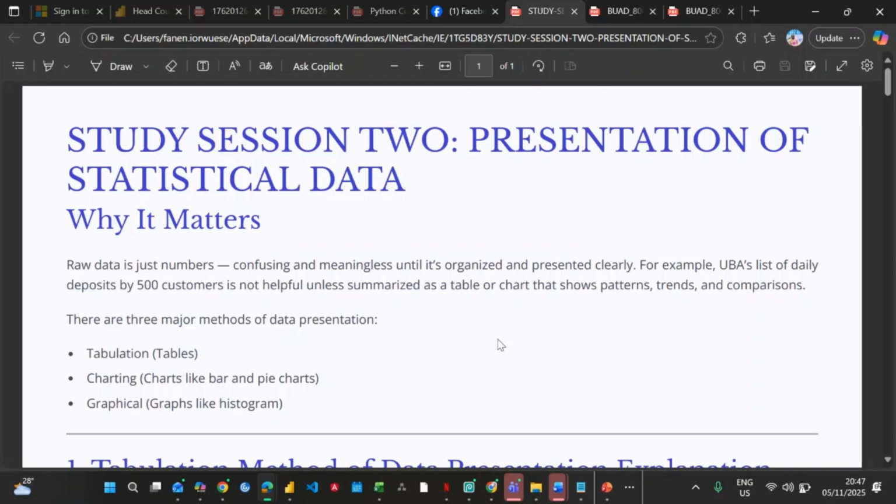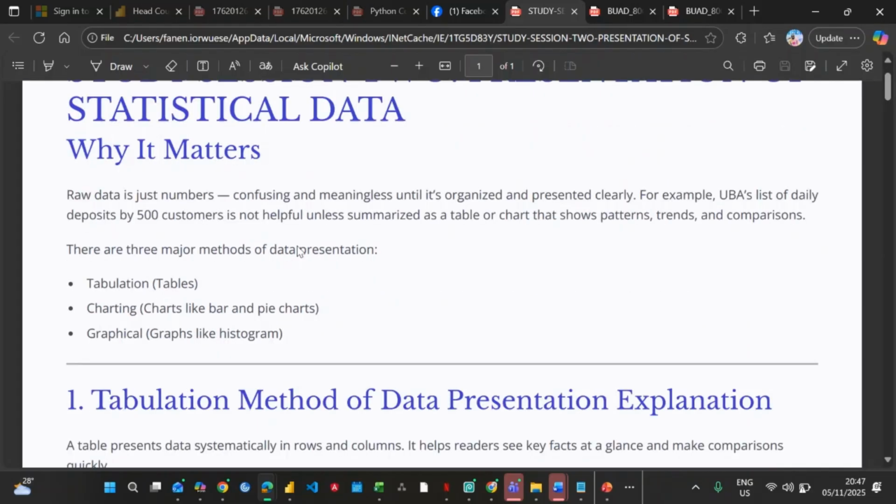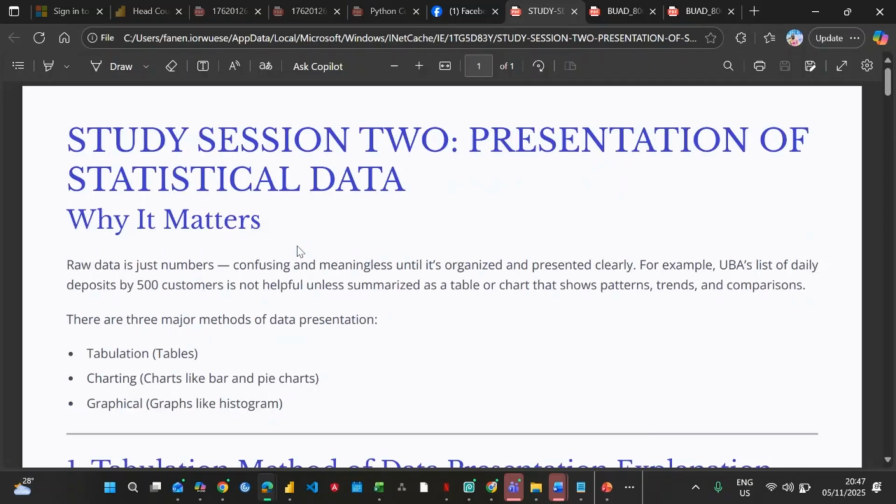Okay, so study session two. That's what we are looking at. What our lecturer was talking about yesterday was presentation of data. How do we present data, right?